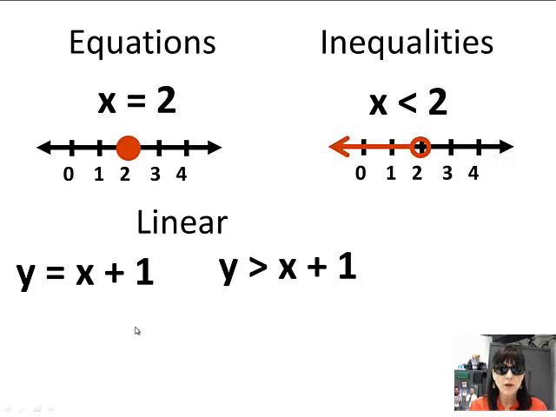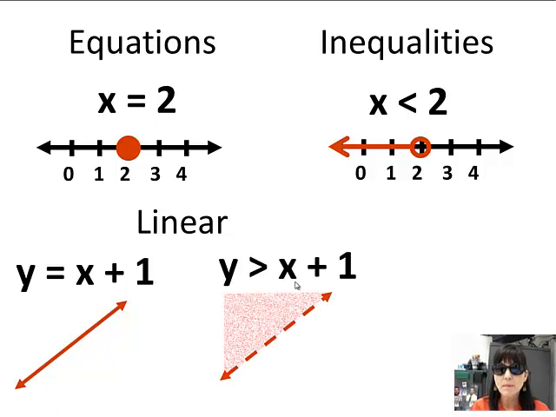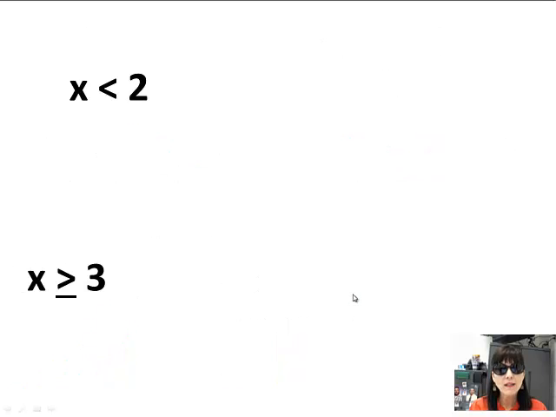Move on to linear equations and linear inequalities. Y equals x plus 1. How would you graph something like that? Well, it's going to be a solid line, like the one that you see here. And then y is greater than x plus 1. How are you going to graph that? Come on, you guys should know. It's going to be a dotted line. That's correct, because it is greater than. It does not have the equal sign below, and it's the shaded region above, because that's the region that's greater than.